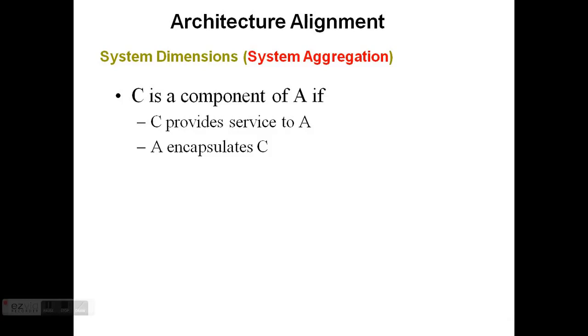For example, when we say C is a component of A, what does that really mean? We can look at that from two perspectives. Service provisioning, in which we can say C provides a service to A. In other words, C plays a role in the realization of services of A itself. The second way of saying that is when we think about encapsulation.